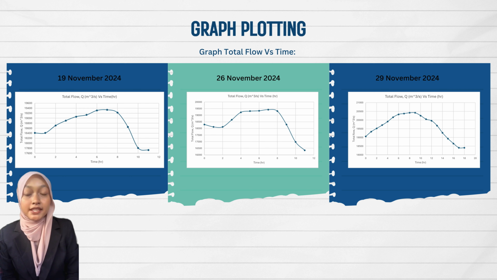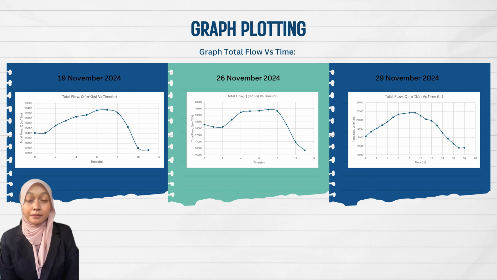Once the data from the table has been collected, we can proceed to the next step, which is plotting the data. We need to plot the total flow versus time for 3 different days. For the data on 19 November, the time we select is from 12 am until 11 am, and for the total flow Q, we use the values obtained from the previous calculation. Then we plot the graph of Q versus T and insert it into Excel.